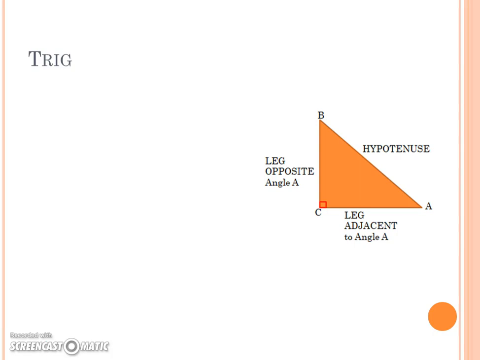So according to this triangle we're looking at angle A. The opposite leg is there on the left, it's BC, and the adjacent leg touches angle A, it's AC. And the hypotenuse is always across from the 90-degree angle. So sine is our first trigonometric function. Sine of A is the opposite over the hypotenuse.